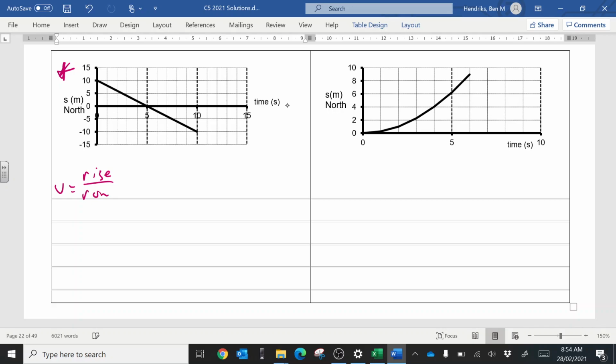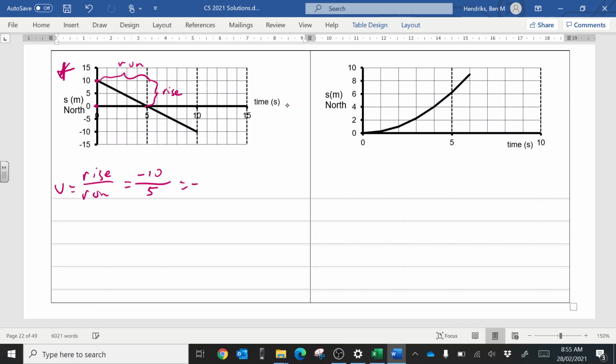And my rise is going to be, I'm just going to do this point here, so that's our rise, which means that's our run up there. Okay, so the rise here is equal to -10. So it goes from 10 down to 0, so we've decreased by 10. And our run is +5.